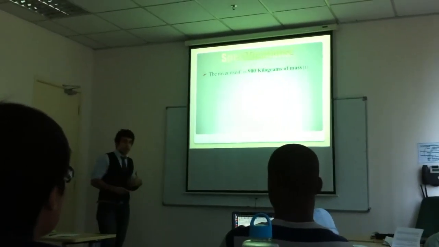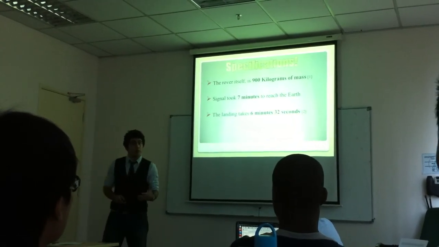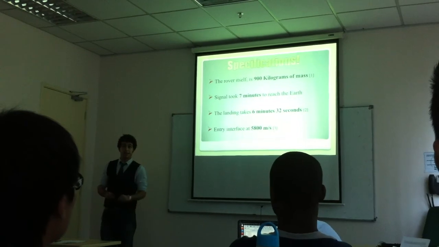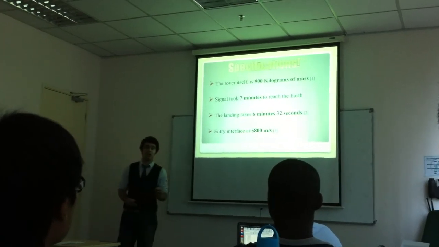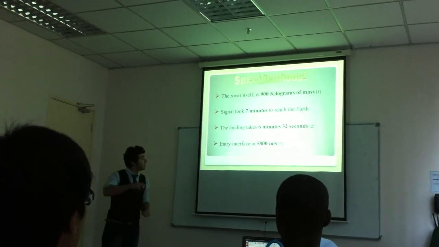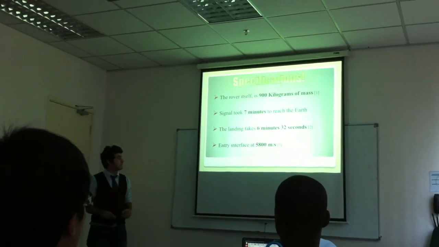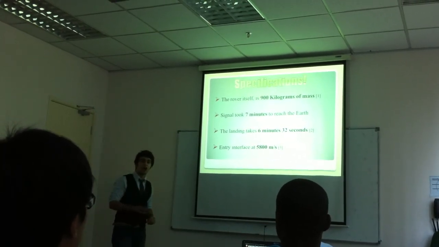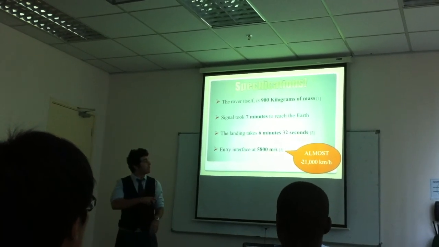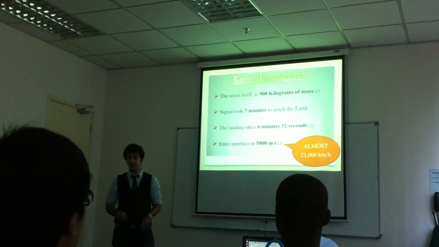The specifications. What was this rover all about? This rover was 900 kilograms of mass. That is 3 times heavier than any other object that we have landed on the planet Mars. And it enters the atmosphere of Mars at a speed of about 5,800 meters per second. If you're not familiar with that speed, that's about 21,000 kilometers per hour.